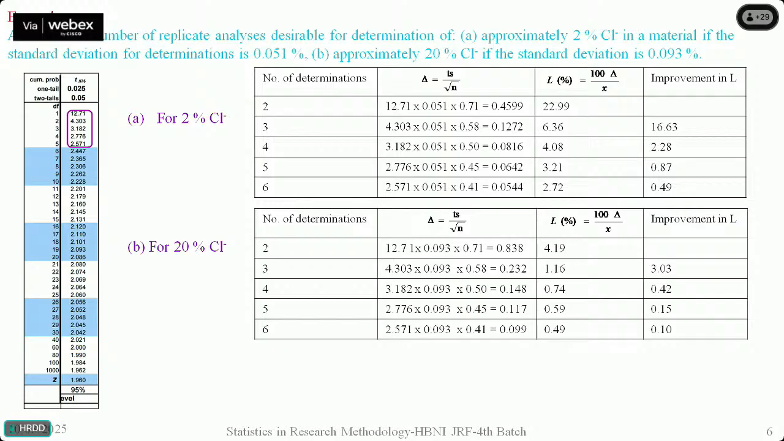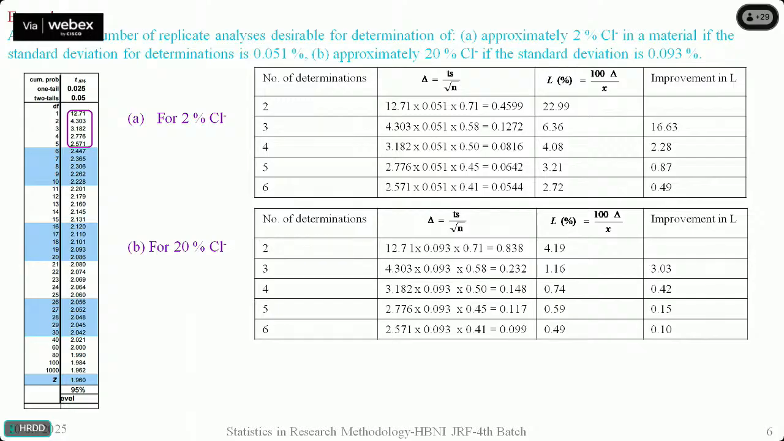That means if you are looking for a concentration of 2% of chloride using this particular method, instead of doing 2 measurements, if you do 3, your data quality improves by 16%. Whereas the same type of calculation for 20%, another level, you see there is much less improvement in the quality of the data, only 3%. Depending on the level which you are looking for. When you are looking for micro levels, you may have to do more and more measurements.